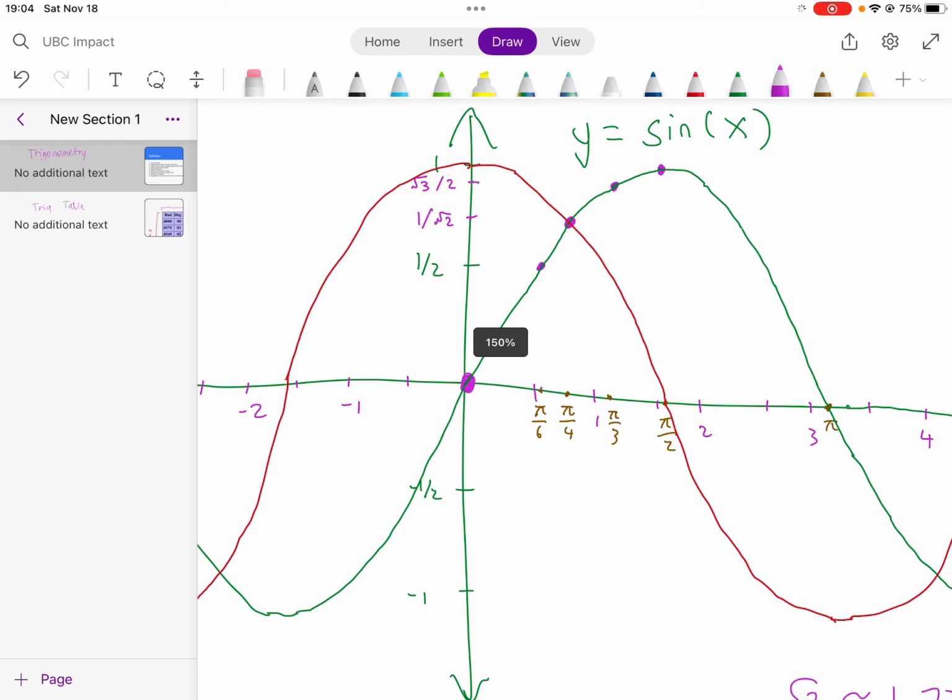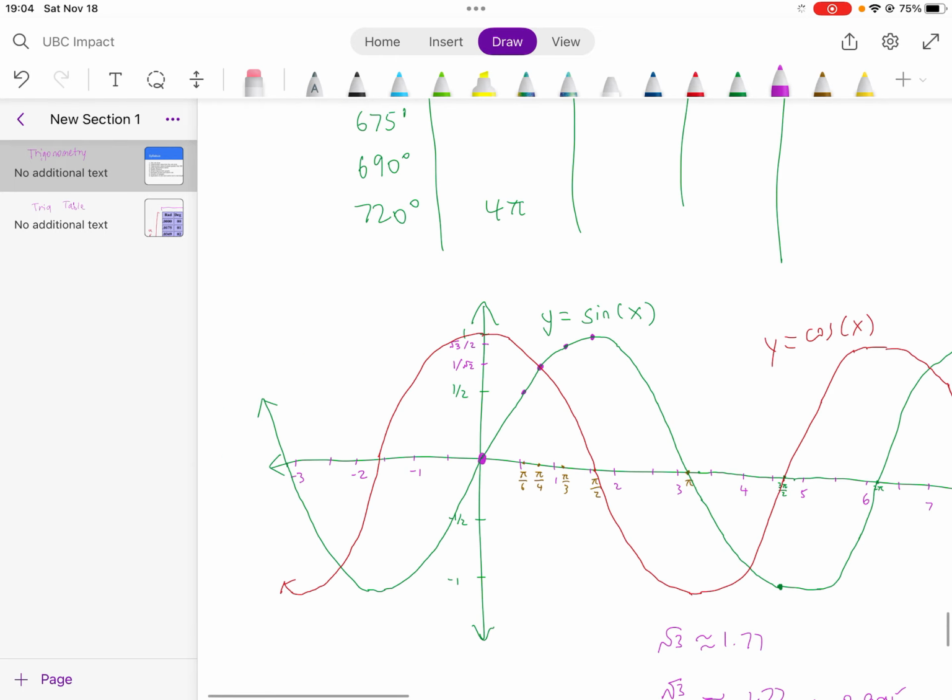For tangent, over here is always the green one divided by the red one. So here will be 0. I'll use blue for this. And here, when the red one is 0, that's when it goes to infinity. At pi over 4, which is where these meet, this is equal to 1. So right here it goes to 1.